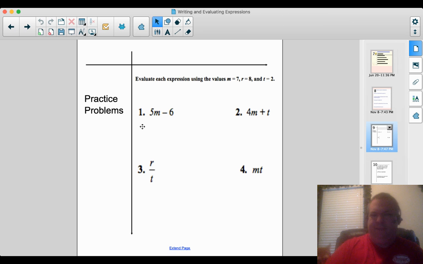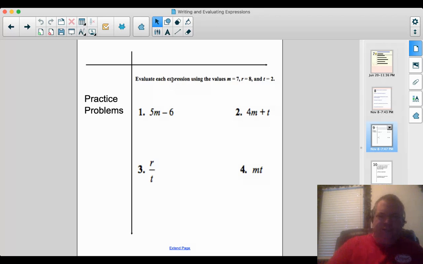Hello, everybody. Today, we're going to talk a little bit about evaluating expressions. So we talked about writing expressions before. We're going to talk a little bit about evaluating and then kind of put those two ideas together. So here we have a couple examples where it says to evaluate. Evaluate each expression using the values, and it gives us a value for m, for r, and for t.